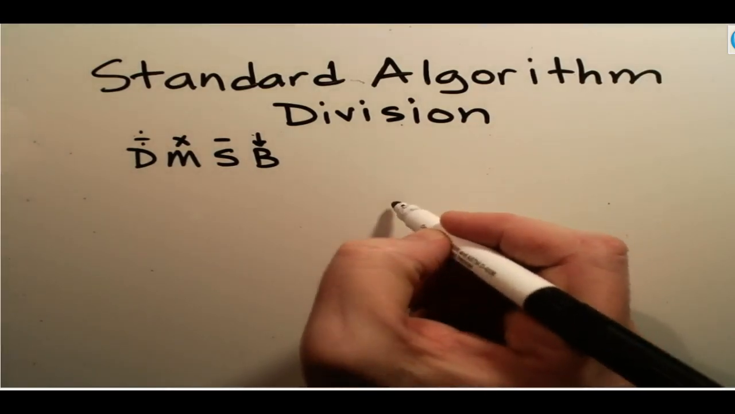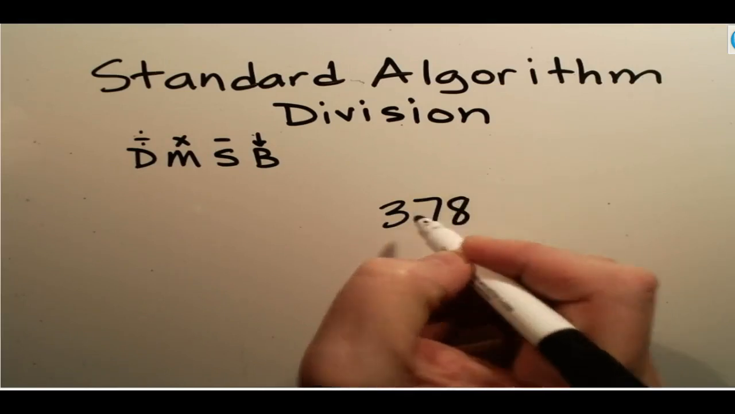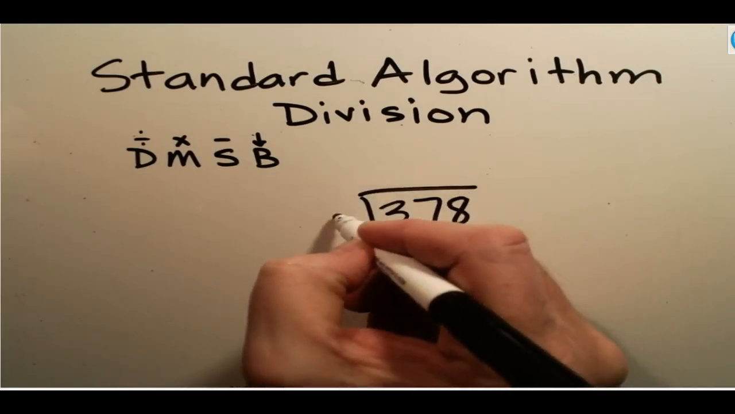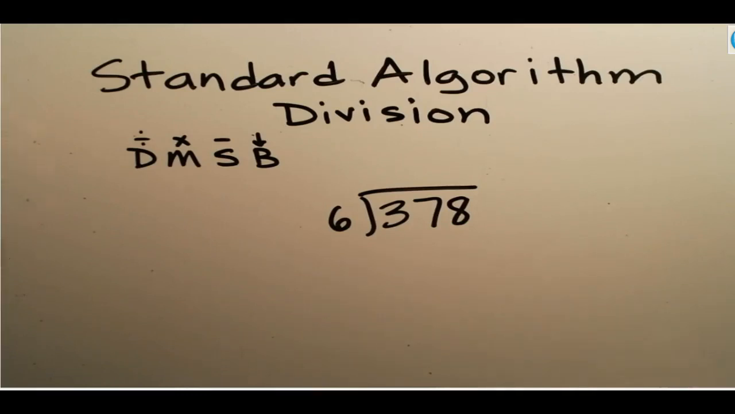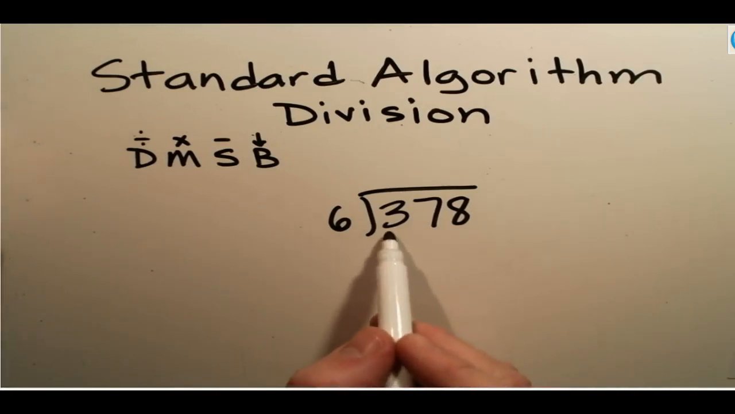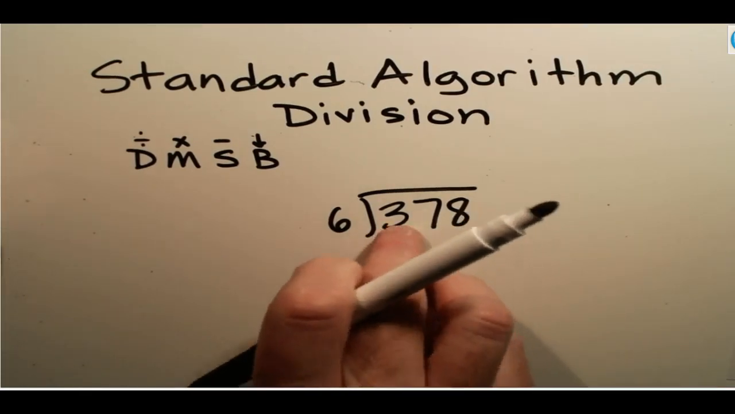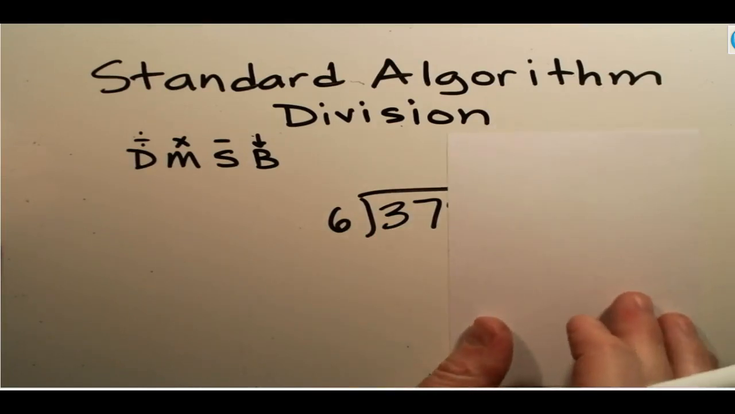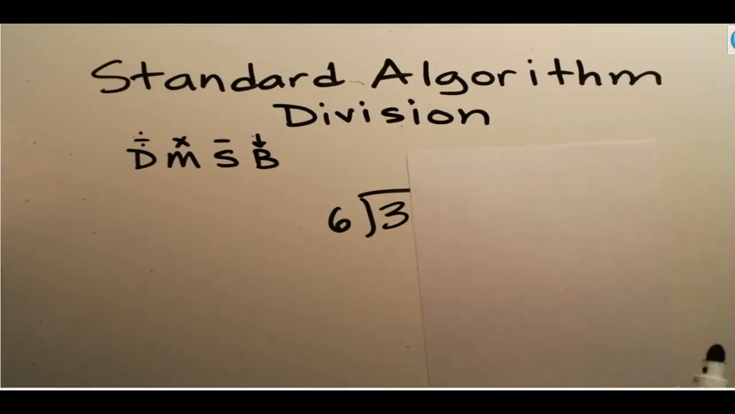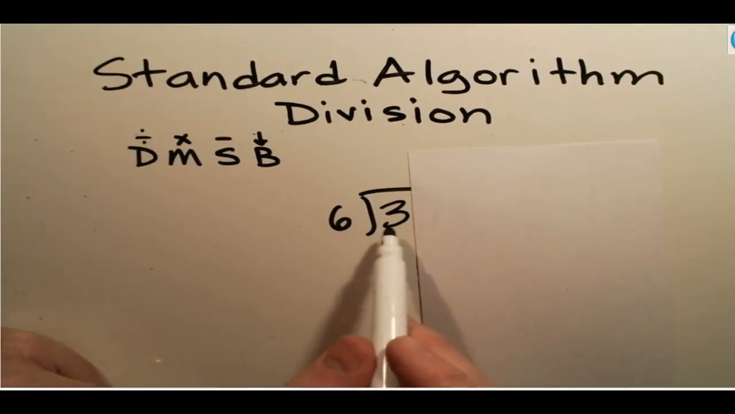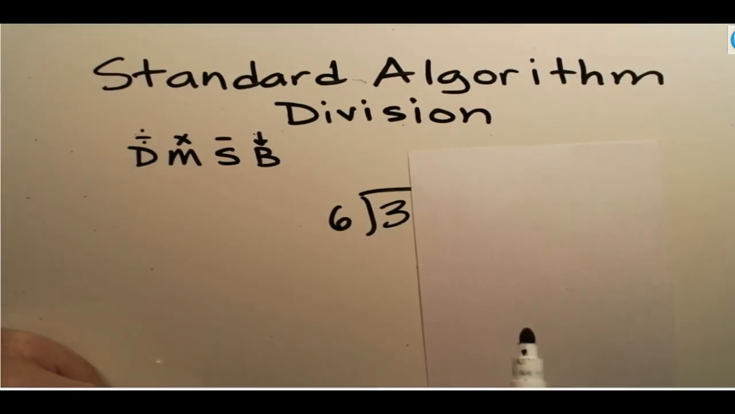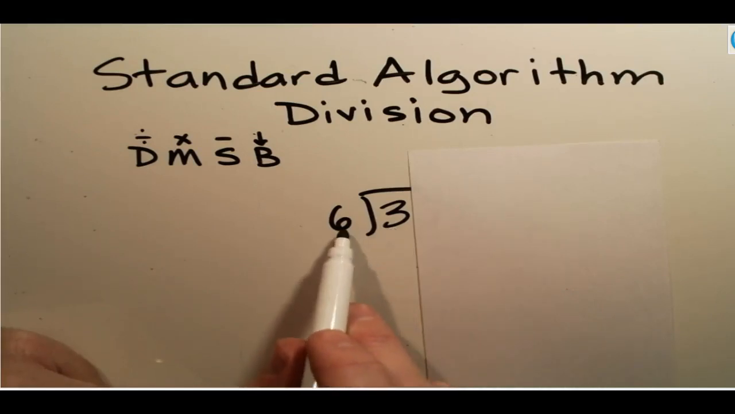We're going to take a look at 378 divided by 6. Now, when I go through the standard algorithm, this is the way I like to think about it. I just want to go one place at a time. So I'm only going to look at this first place, the hundreds place that is represented by the 3. So I'm going to cover up everything else just so I'm not distracted. And I'm going to ask myself this question: can 6 go into 3? Simple yes or no question. Can 6 go into 3?